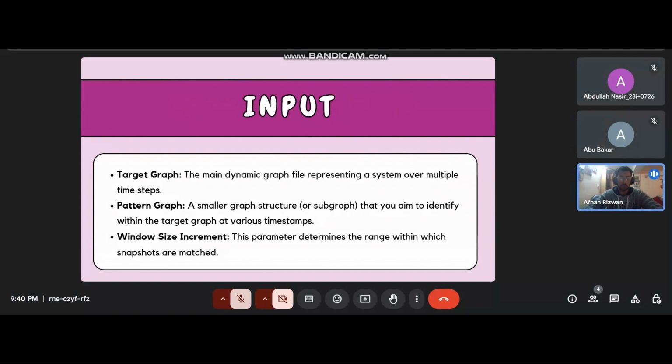As far as input-output is concerned, the input is divided into three parameters: target graph, pattern graph, and window size increment. Think of the target graph as a larger area, such as a social network, whereas the pattern graph is a smaller area inside the larger area, which in our case is the target graph. The window size increment is an integer which tells the system how many snapshots are to be taken while executing the code.